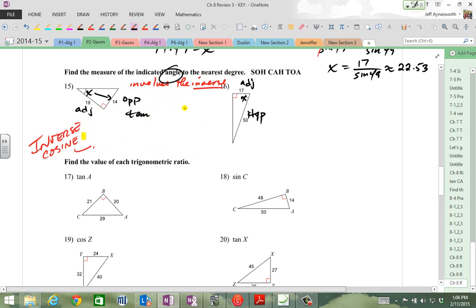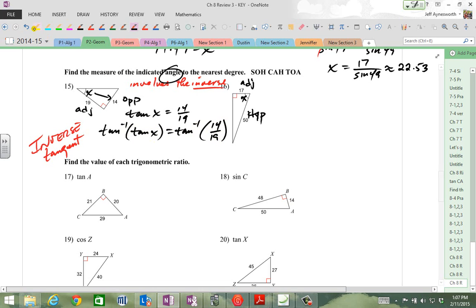The tangent is the opposite divided by adjacent. So the tangent of my angle is equal to the 14 opposite side divided by adjacent side 19. And I don't want to take the inverse cosine, I want to take the inverse tangent. Sorry, forgive me, but at least I caught my mistake, I just wasn't thinking clearly. So I'm going to take the inverse tangent of both sides. So here we go, inverse tangent of tangent x, and that's equal to the inverse tangent of my ratio 14/19.